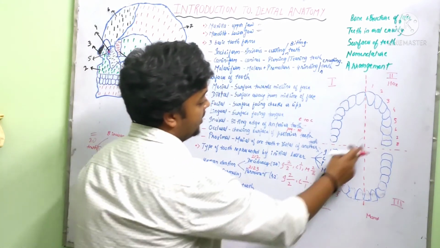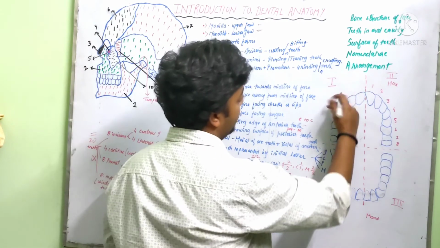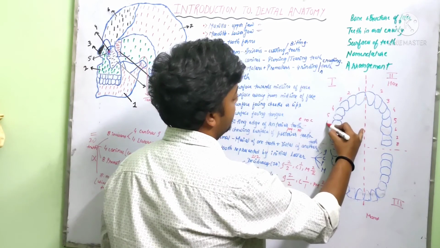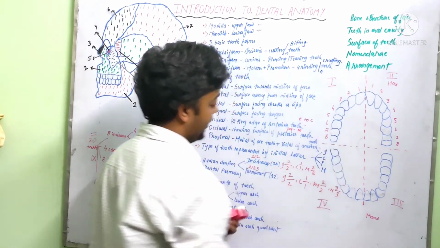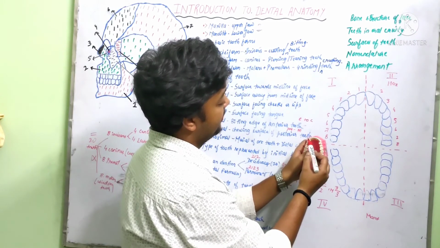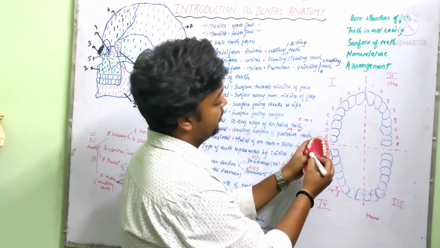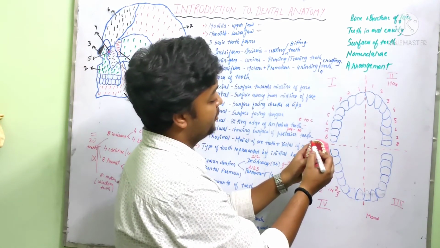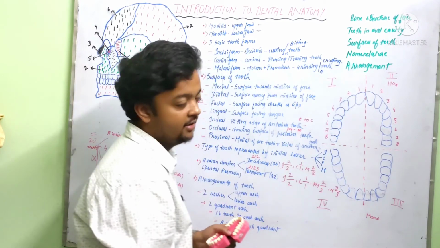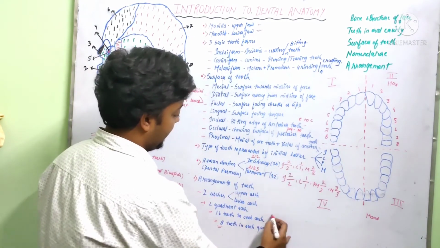So guys, how many teeth does one quadrant contain? That is 8 teeth. Again we go from this side, so this becomes 1, 2, 3, 4, 5, 6, 7, 8 here. So we have central incisor, lateral incisor, canine, first premolar, second premolar, first molar, second molar, and the third molar. Here also we have 8 teeth, and together this contains 16 teeth in each arch.